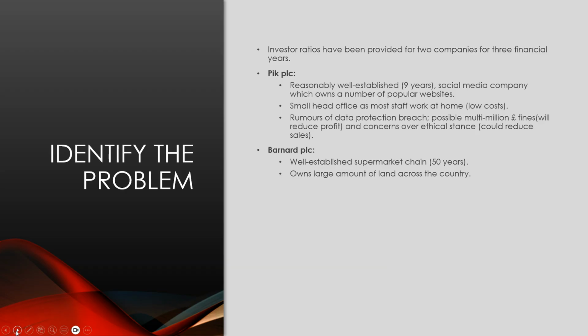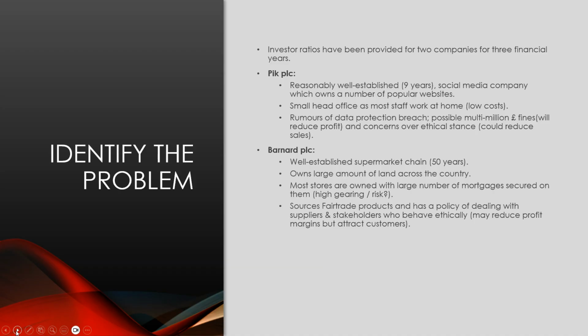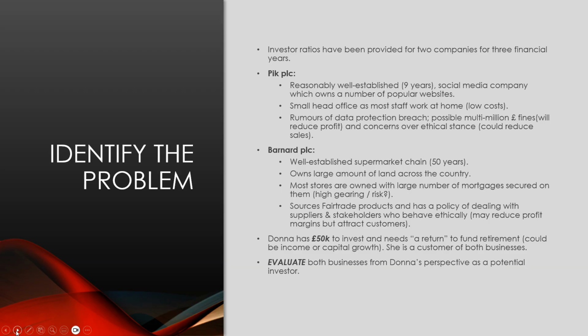Barnard PLC, though, well established, large amounts of land. Most stores are owned, large number of mortgages, though, so could there be some high gearing, maybe some potential risk there. Fair trade products and dealing ethically with people may well reduce their profit margins, but that could attract customers and investors. Donna's got £50,000 to invest and she wants to return to fund her retirement, and that could be from income and or capital growth. She's a customer of both the businesses, and then as I said, we're going to evaluate both of them from her perspective as a potential investor.